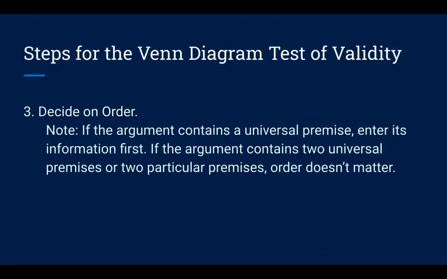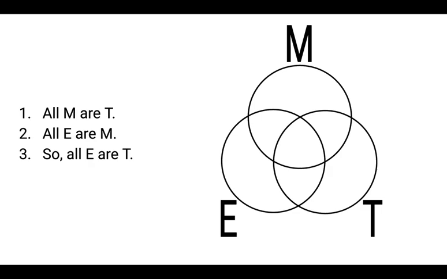Number 3, decide on order. Note, if the argument contains a universal premise, enter its information first. If the argument contains 2 universal premises or 2 particular premises, order doesn't matter. In this case, we actually have 2 universal premises, both A-type sentences, so we don't have to do anything. In the next example, this will matter, so we'll skip that for now.